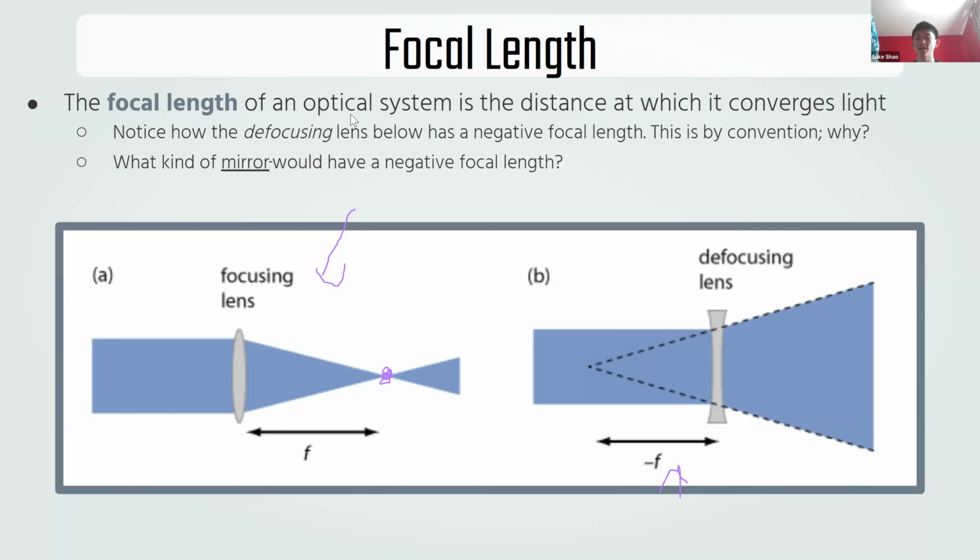So when you draw a diverging mirror, what kind of mirror is it? So it's convex, right? So here are our rays, and here's the convex mirror, right? So where would the focal point be? To the right or left of the mirror?